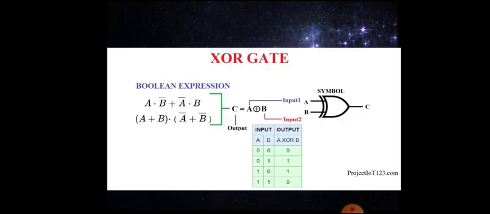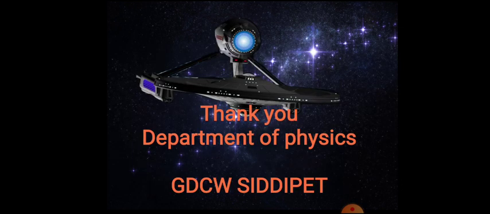And one more, the final logic gate, the XOR gate. The XOR gate symbol is the same as the OR gate, but with another curve. The output will be A plus circle B, that means A dot B bar plus A bar B, and there is a truth table. So this is all about logic gates, which are in the BSc third year.